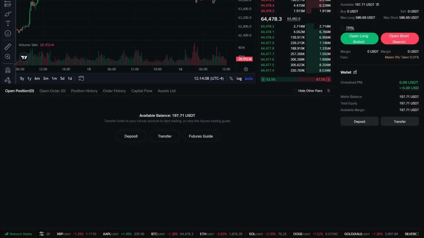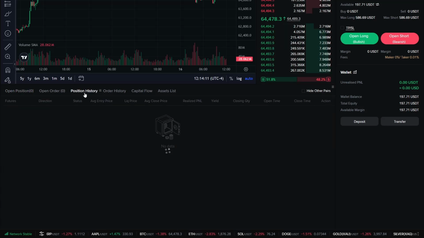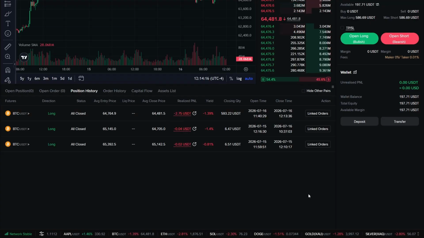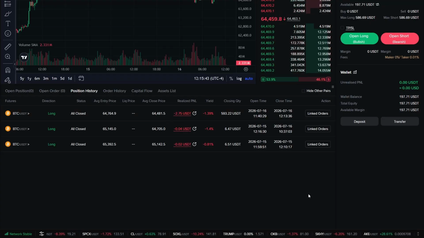If we want to see how our trade did, we can check out position history. Here we can see we lost about $2.75 on that trade. And that about wraps up our KCEX futures trading tutorial. Remember to take your time, start small, and always manage your risk.